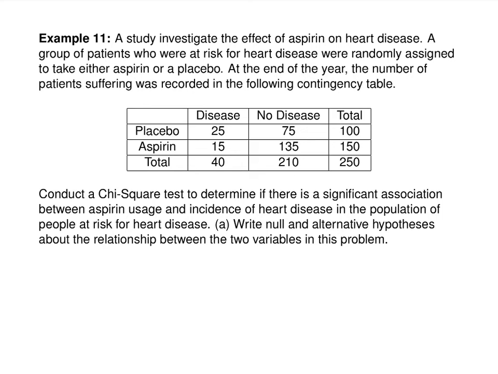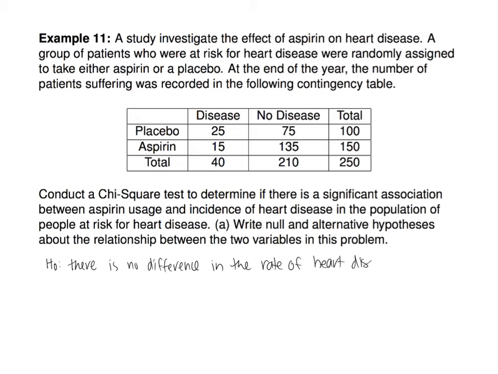Our study investigates the effect of aspirin on heart disease, so same thing. And we want to now do the chi-square statistic to determine if there's a significant association between aspirin usage and the incidence of heart disease. So let's start by finding the null and alternative hypotheses about the relationship between the two variables. So the null hypothesis is that there is no difference. There is no difference in heart disease rates. No difference in the rate of heart disease between these groups. HA is that there is a difference.